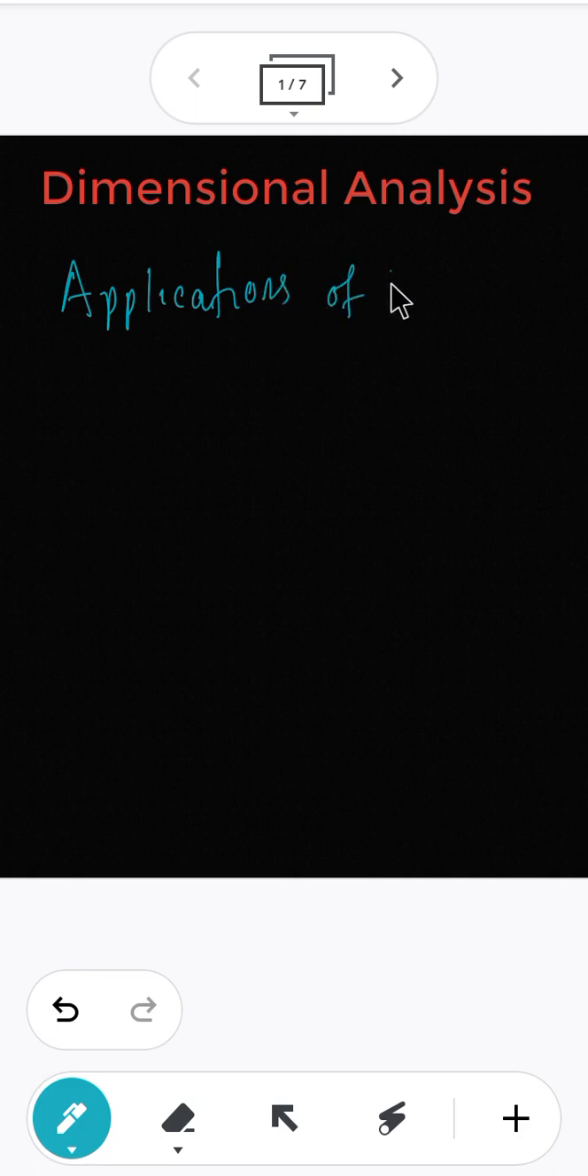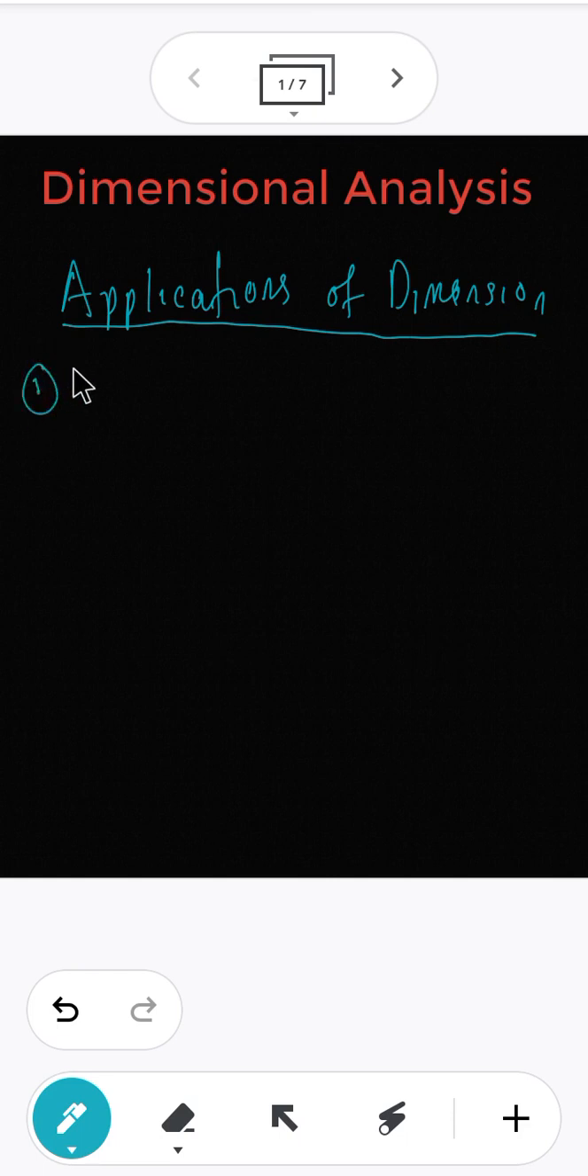So in this concept we're going to discuss the applications of dimension. What can we use dimension to do? That is the dimensional analysis. So the first thing we are going to talk about is that it can be used to check for the correctness or homogeneity of a physical equation.